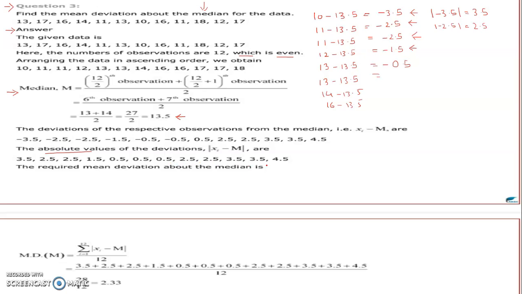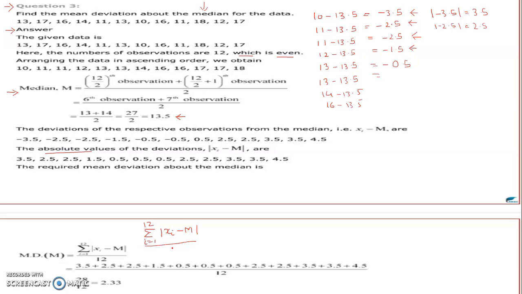See, these values are same. Now the formula is mean deviation, MD. Mean deviation M is equal to summation, i equal to 1 to n. What is the value of n here? 12. Mod of xi minus m, divided by n.